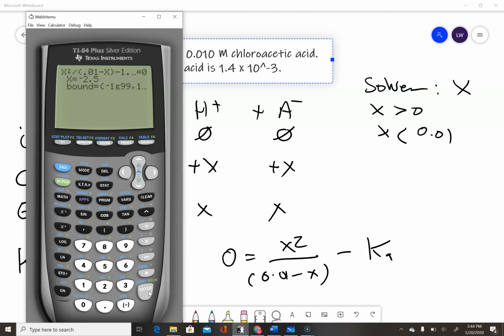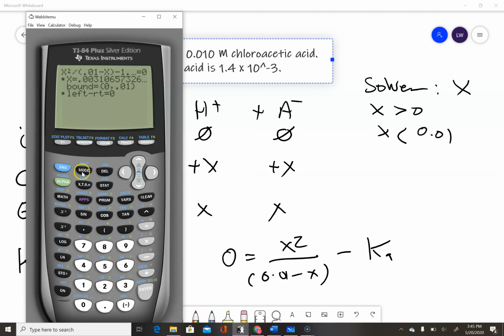Then I enter that, and then I put in a guess for my x value, and I know that it's going to be somewhere between 0 and 0.01. So I'm going to go with it being 0.0001. Then go down to the next line, which is where I put the range in. I'm going to delete that off, change the lower bound to 0, and then the upper bound I want to be 0.01. Then with the cursor on my guess for x, I go Alpha, Solve, and there it is.